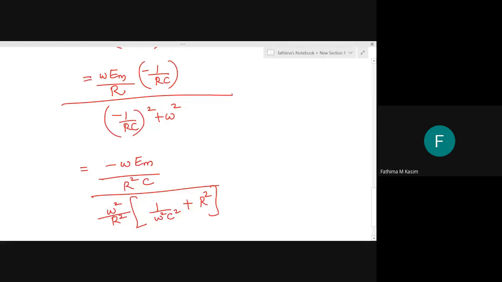So that means omega square by R square into 1 by omega square C square is nothing but 1 by R square C square. That is the square of this 1 by R square C square. And this term is omega square R square divided by R square. You will get it as omega square. So from this denominator, I am taking omega square by R square outside. So inside the bracket, the terms will be like this, 1 by omega square C square plus R square.